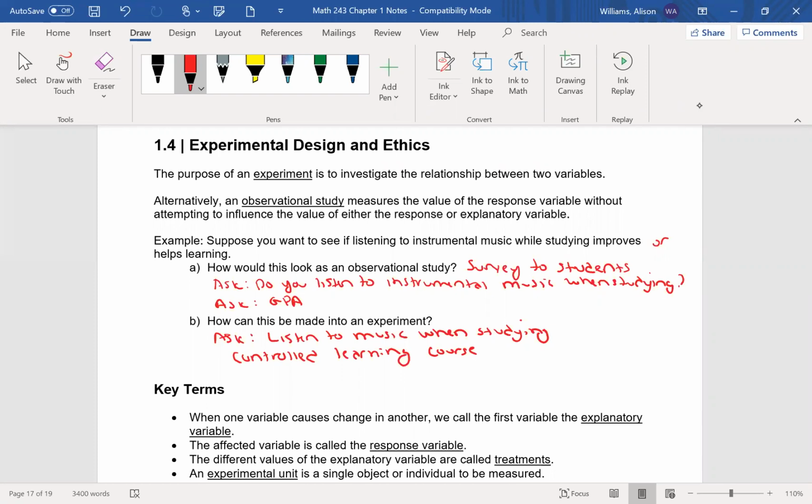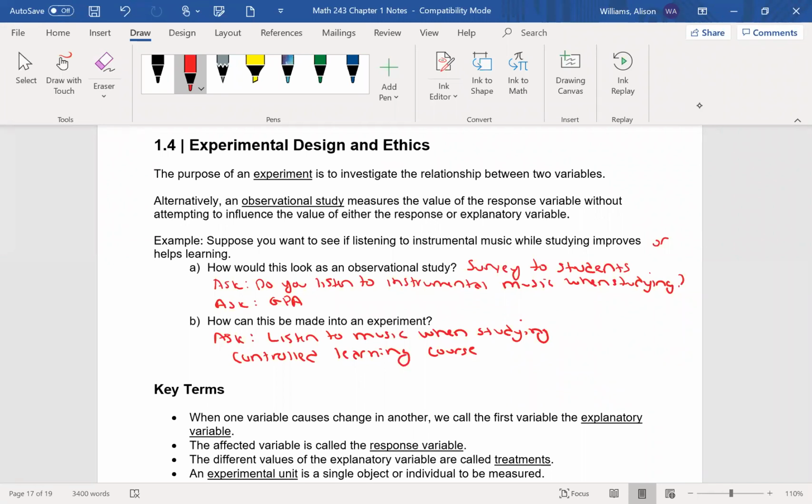So that would be a way of creating this as an experiment, and by issuing control and having them do these categories of you listen to instrumental music, and you guys don't, allows us to see if there's an actual causation. And that's the power of an experiment, is we can prove causation.